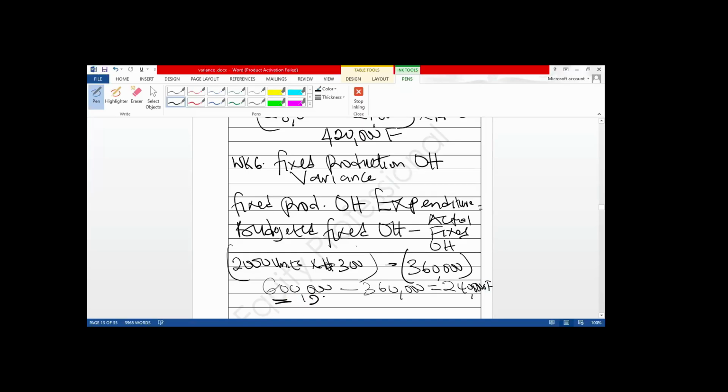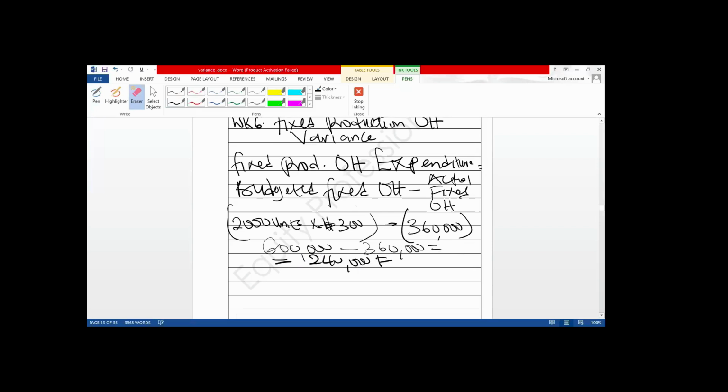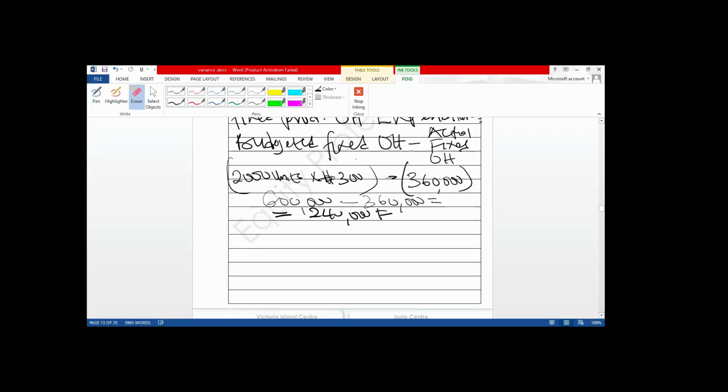You have gotten the expenditure variance. Our plan is to spend 600,000, budgeted fixed overhead. Actual fixed overhead incurred, 360,000. That means you are saving costs. That's favorable.